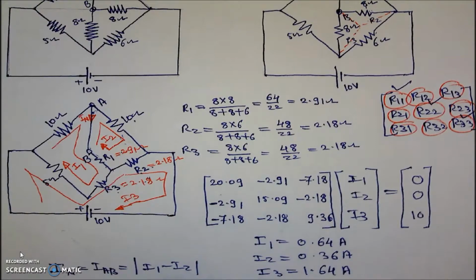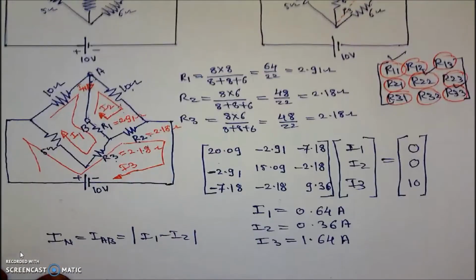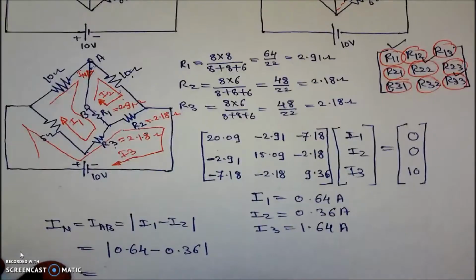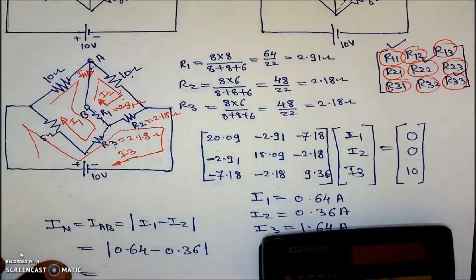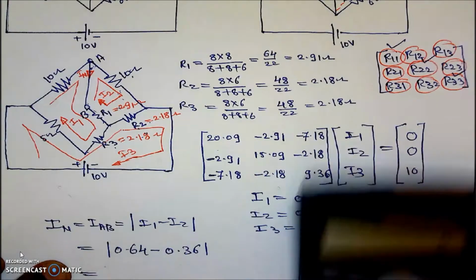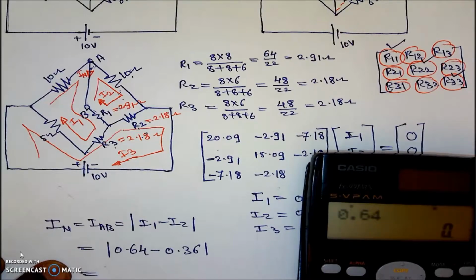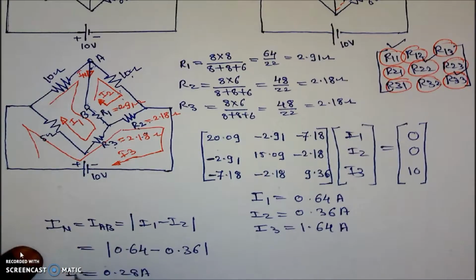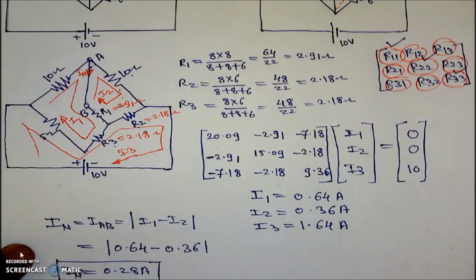If we calculate I1 minus I2, I1 is 0.64 minus 0.36, and its value is 0.28 amperes. This 0.28 amperes is the Norton's current, that is the current flowing through the short circuit whenever the load resistance is removed and the output terminals are short circuited.